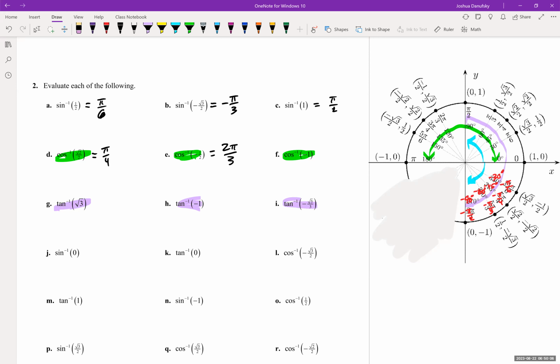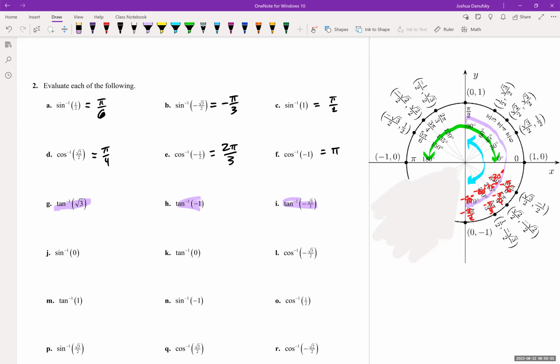Next one, cosine inverse of negative 1. That means our x value is negative 1. That happens here at pi. And so notice all three of those were entirely in the green region. And these won't change, right? The ranges, the blue, green, and purple that you see on the graph, those won't change for sine inverse, cosine inverse, and tan inverse. And again, as I mentioned earlier, they're all programmed into your calculators.